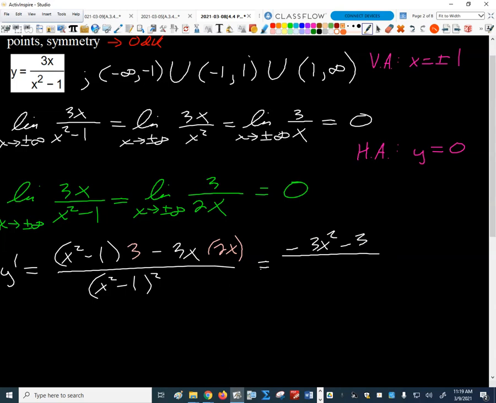Is that right? I think it is. Over x squared minus 1 squared. And if I factor out a negative 3 on the top, I get negative 3 times x squared plus 1, divided by x squared minus 1 squared. Is that right? Everybody see any mistakes there? Give me a thumbs up if that looks right to you.